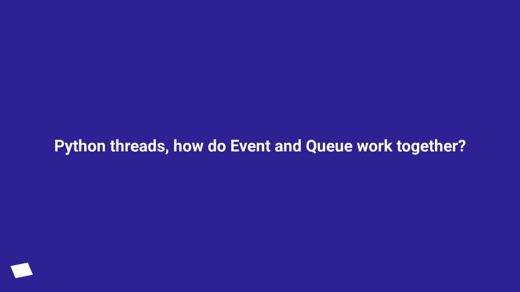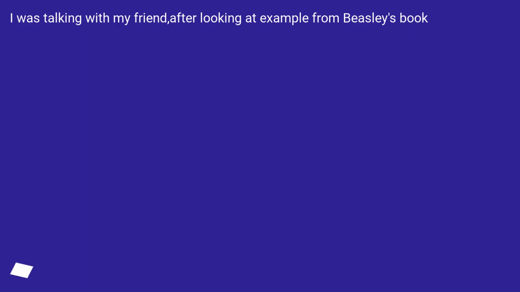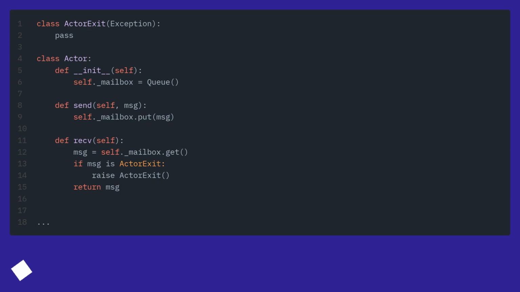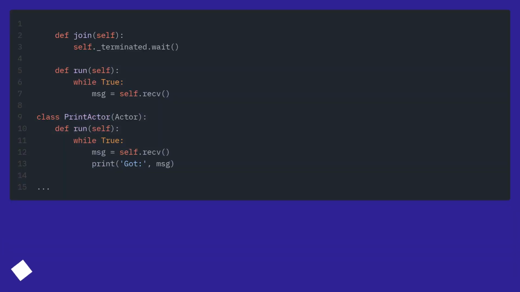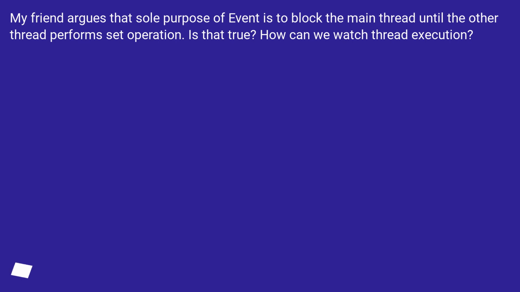Python threads, how do event and queue work together? I was talking with my friend, after looking at example from Beasley's book. My friend argues that sole purpose of event is to block the main thread until the other thread performs set operation. Is that true? How can we watch thread execution?